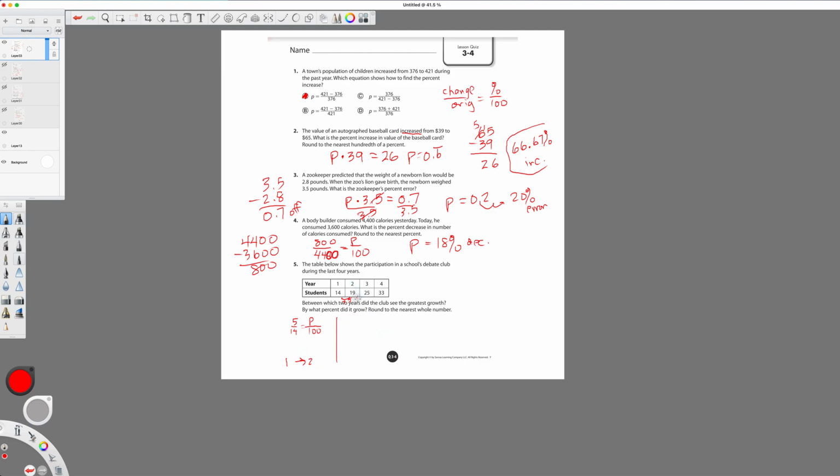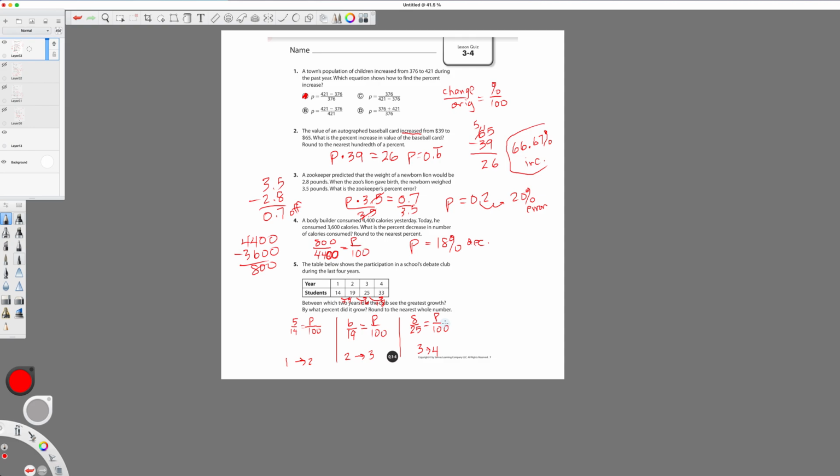The next one, this increase is 6. This is from year 2 to year 3. It went up 6, but I have to compare that 6 to the 19 because that's what went up 6. So 6 to 19 is some percent out of 100. And lastly, from year 3 to 4, it went up 8. This is the biggest increase. However, it's compared to 25. So 8 compared to 25 is some percent out of 100.